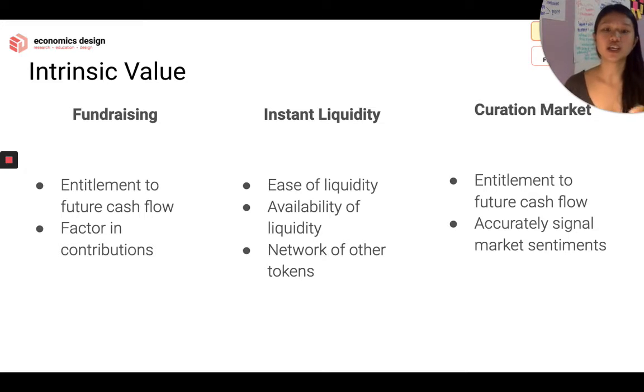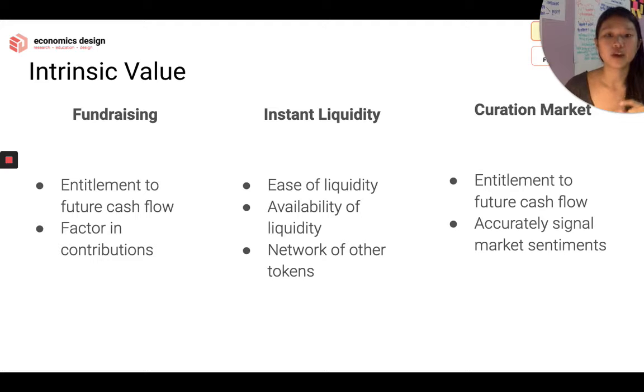You can change that. When people enter fundraising, or they're raising funds, one of the reasons why they join, or they're incentivized to join, is because they are entitled to the future cash flow. They're entitled to the project earning money in the future or having an increase in value, and they can cash out. So that's one of the ways to get valuation or to increase the value of token bonding curves when it comes to fundraising. So something that you can consider is you can factor in contributions.